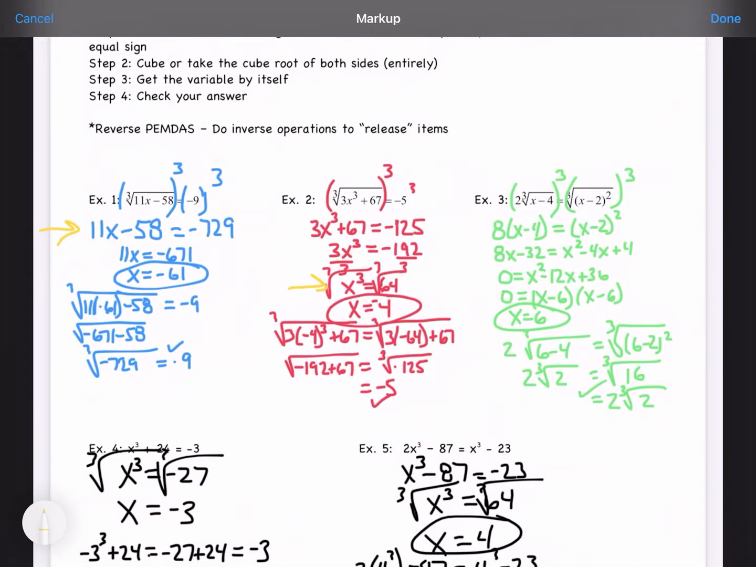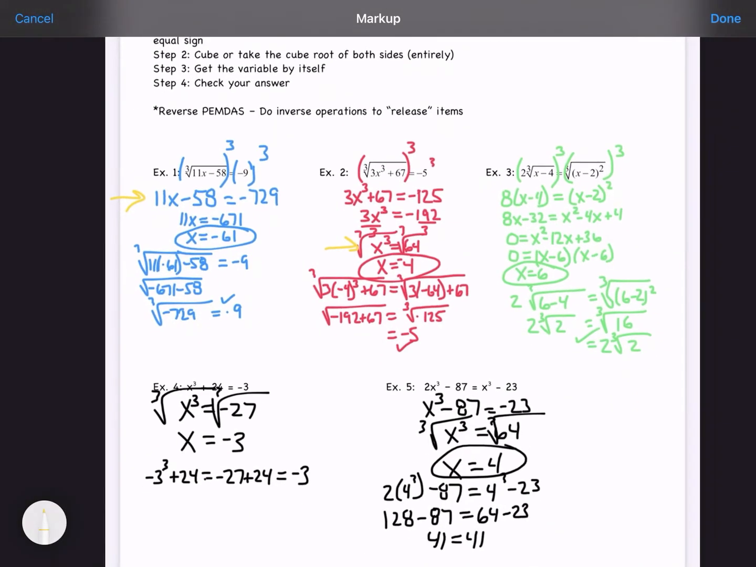So then I had to factor. A times c tells me 1 times 36 is 36. The two numbers that multiply to be 36 and add up to negative 12 are negative 6 and negative 6. So I only have one solution, x equals 6. And you can see when I plug it back in that both sides equal each other.